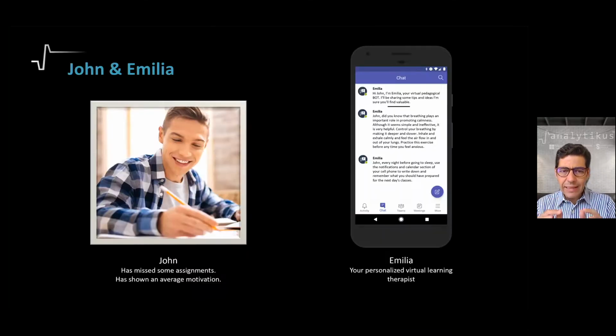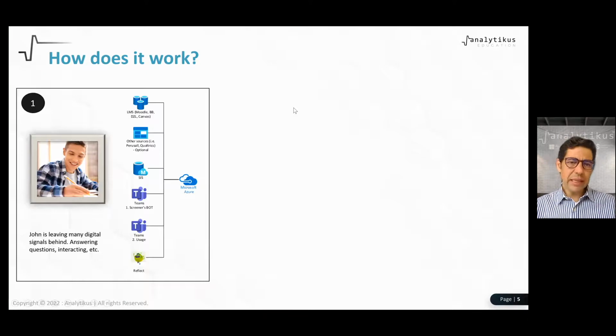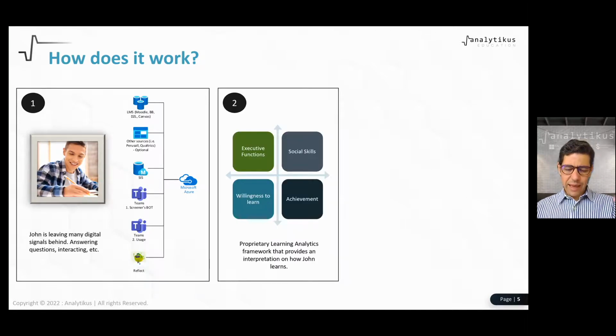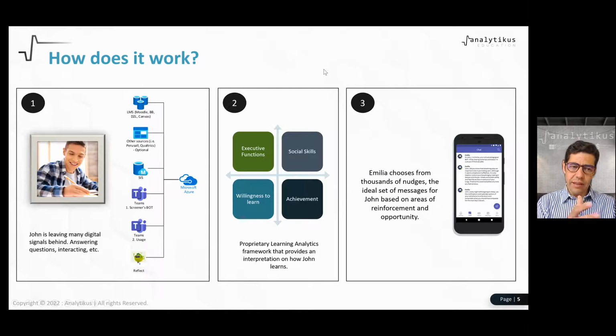Emilia is personalizing messages for John based on an understanding of how John learns. How does that work? John is leaving behind many digital signals on the LMS, on the SIS, on Microsoft Teams, maybe other transactionals. That information gets analyzed and structured in a learning analytics framework. And once we understand how the student, in this case John, is learning and the areas of opportunity, Emilia chooses from thousands of messages the ideal message for John in a specific moment.